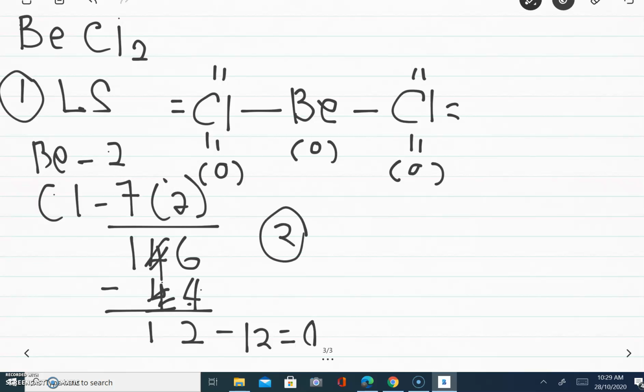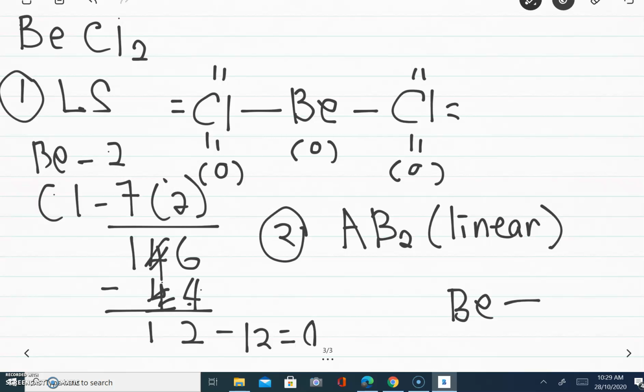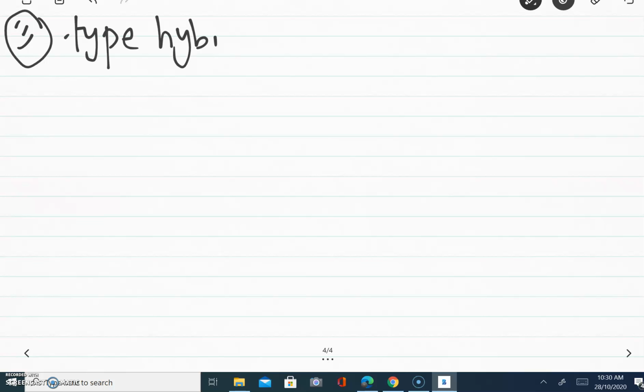The formal charge of chlorine is 0, beryllium also 0, and the other chlorine also 0. And the next step, by using the formula of molecular geometry, BeCl2 has the specific formula AB2, and the molecular geometry is linear. We redraw the specific molecular geometry of beryllium chloride as linear and the angle is 180 degrees. Now we focus on the third step, prediction of types of hybridization.